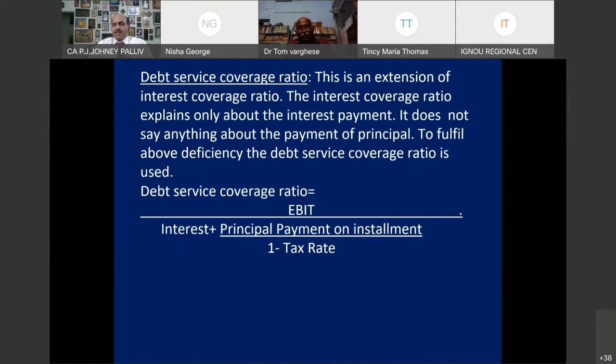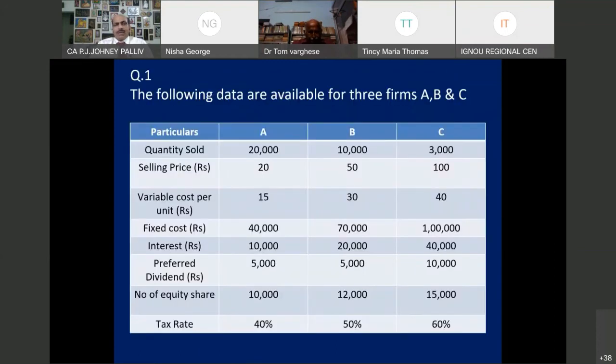I repeat, debt service includes interest and loan repayment. That is the denominator, and the numerator is earnings before interest and tax. Before paying tax, before paying interest, what are the funds available? That is divided by the annual repayment of loan plus interest. If that ratio is less than one, you have no capacity to pay your debts. If it is more than one, that means your fund available is more, your repayment and interest is less, therefore you are comfortable. That is what is called a debt service coverage ratio. Very, very important. So that is the leverage.